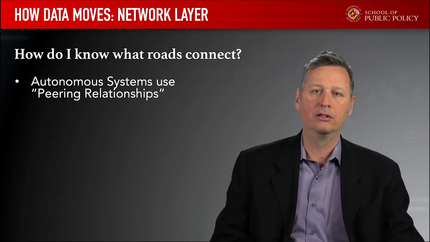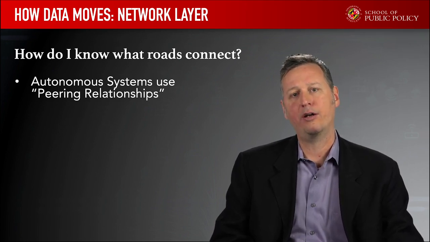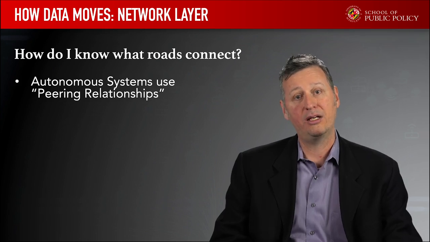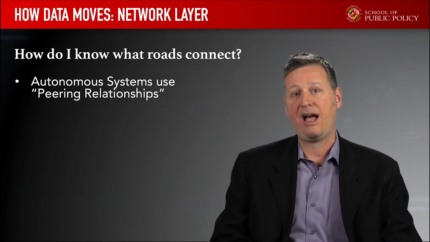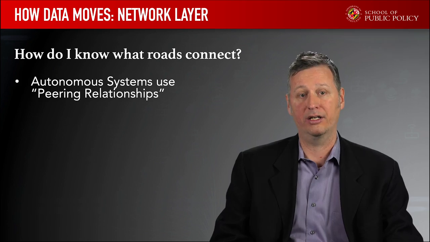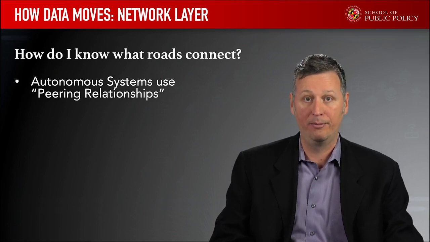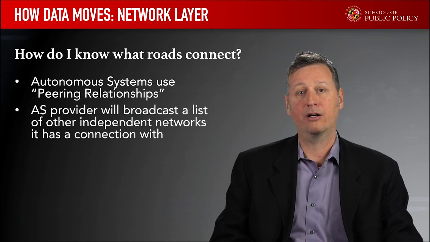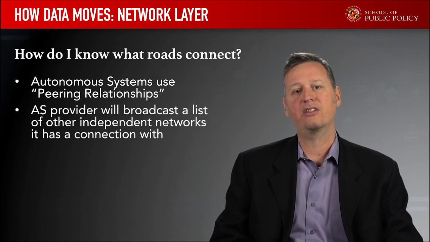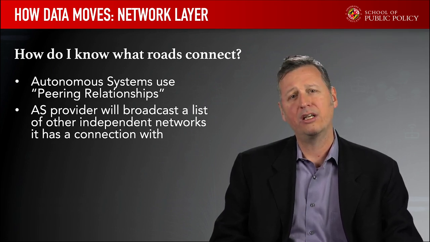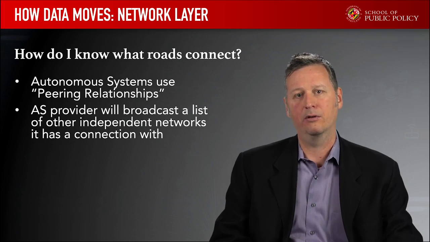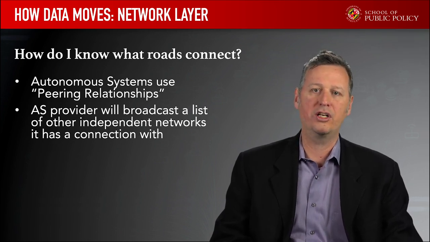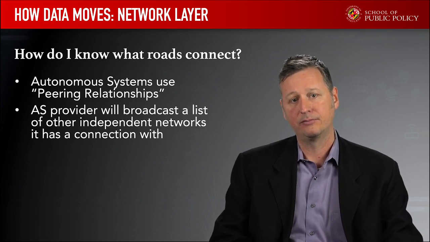We want to talk about peering relationships. Autonomous systems, these groups of independent organizations that manage these thousands of Internet Protocol addresses, have to have some way in which they relate to one another. We call that a peering relationship. An AS provider will broadcast a list of other independent networks it has a connection with. It uses something called the Border Gateway Protocol. We're not really going to talk about that in this episode, but there's another set of instructions it uses to do exactly that.